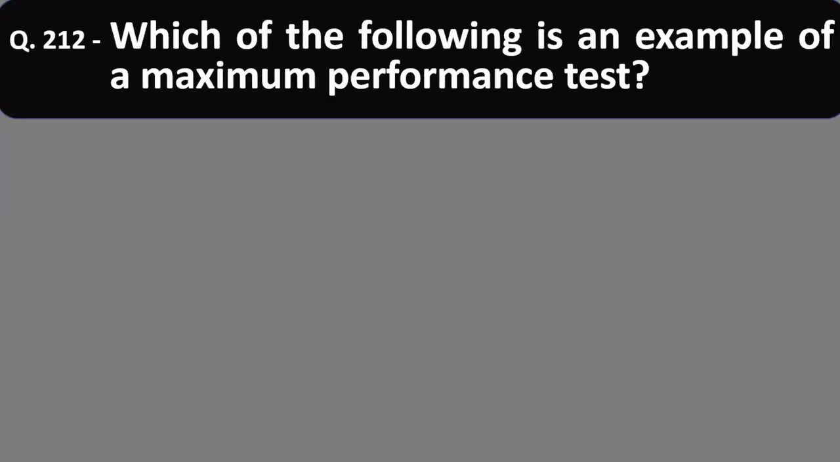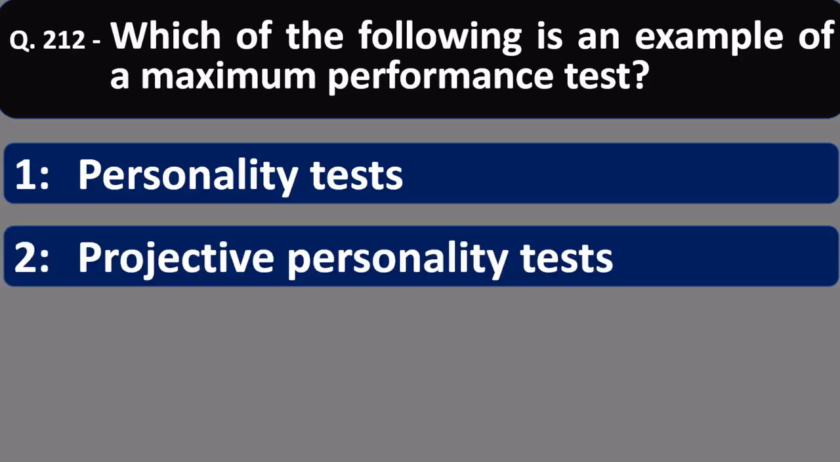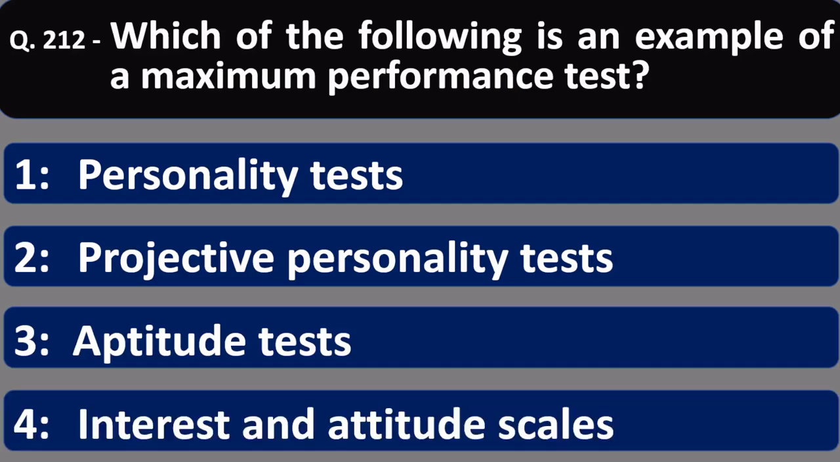212. Which of the following is an example of a maximum performance test? Number 1, personality test. Number 2, projective personality test. Number 3, aptitude test. Number 4, interest and attitude scales. Here performance is asked. Performance goes with aptitude. So number 3 is correct, aptitude test.